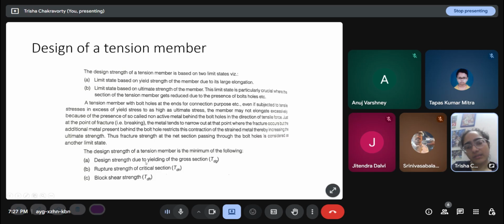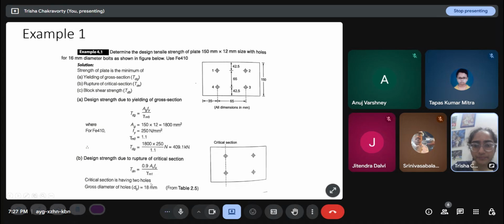So, the design strength of the tension member is the minimum of these three: design strength due to yielding of gross section (TDG), rupture strength of critical section (TDN), and block shear strength (TDB). So let's look at examples. Determine the design tensile strength of this plate. It has dimensions. The width is 150 and the thickness is 12 mm. Thickness is into the plane.